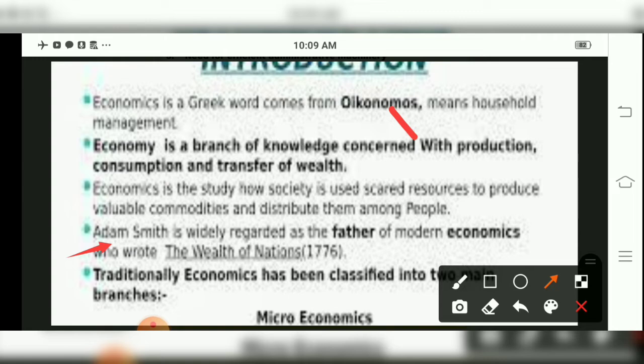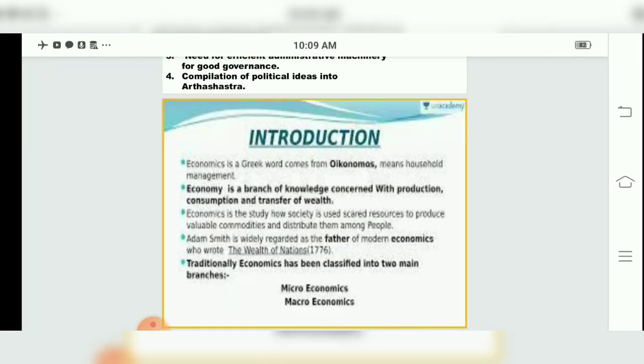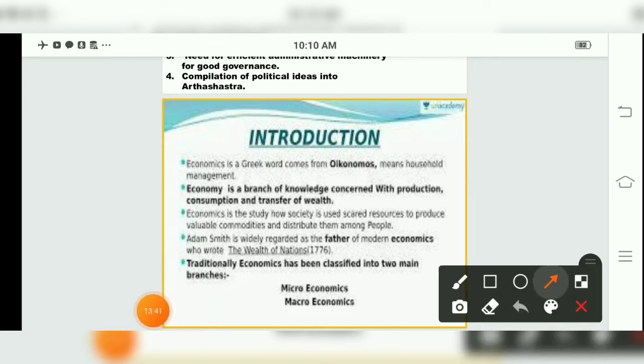So traditionally economics has been classified into two main branches, children, that is micro and macroeconomics. See, you can see over here the main two. Now micro and macroeconomics, keep in mind this is your 12th standard first chapter, very important. Now in short I will explain it to you.